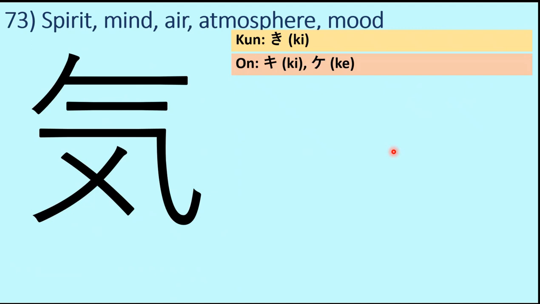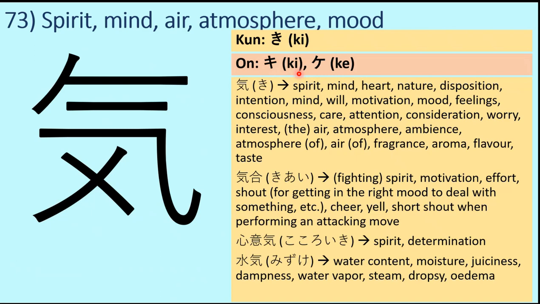Next is, it looks a bit complicated. It's for spirit, mind, air, atmosphere, or mood of a person. The Kun'yomi reading is ki. As you can see, for tree also we have ki, but this has a different meaning here. In On'yomi again we have ki and ke both. So the pronunciation is pretty simple. Kun'yomi is ki and On'yomi is both ki and ke. But there are many meanings.